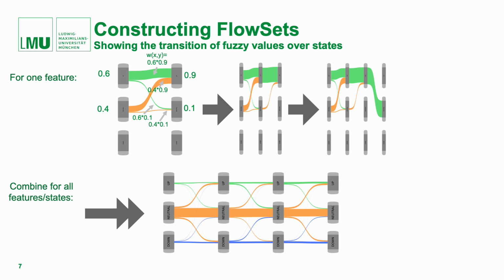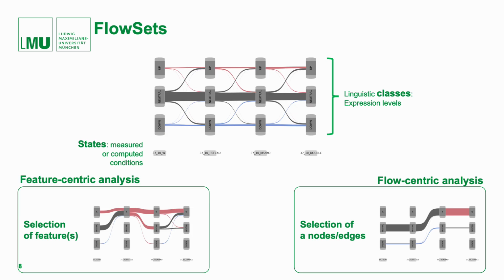Combining all features and states in FlowSets, we get an overview over the whole regulation in the data. Here the biggest mass is in the neutral class over all states. We now know which membership each feature has in which edge, and we can also track a single feature over the whole FlowSet. After building our FlowSet, we can now perform different types of analysis.